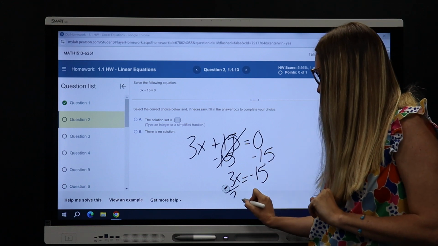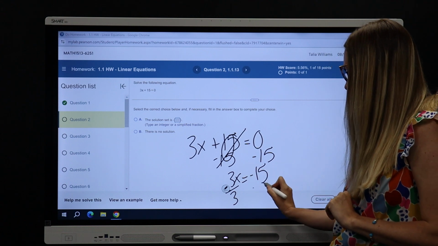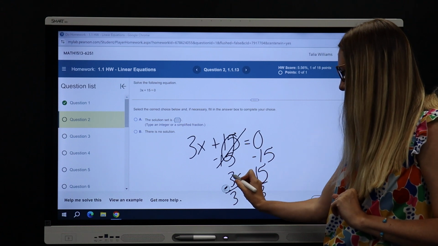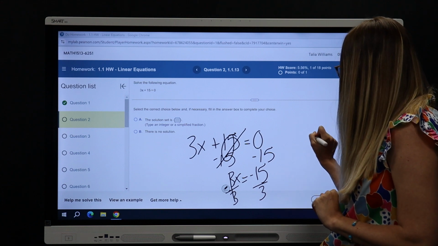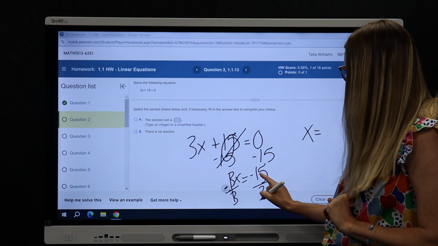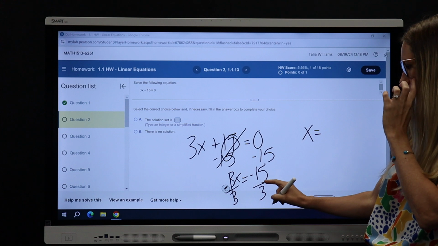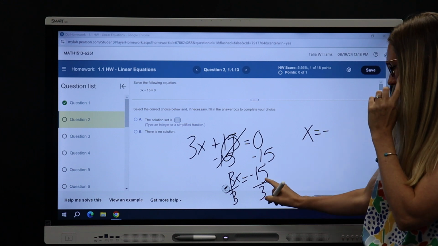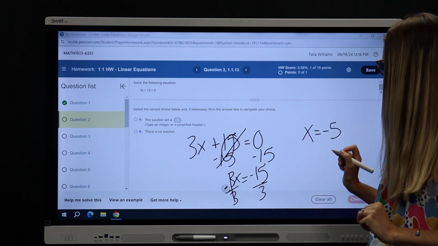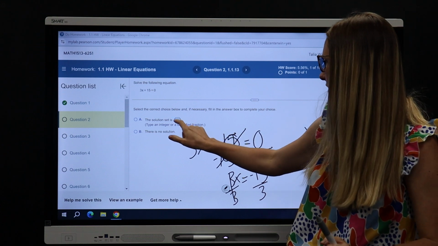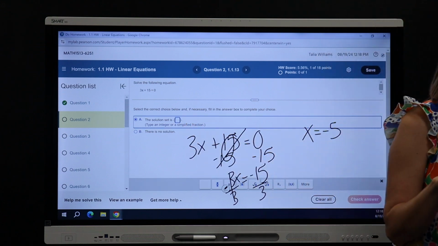Divide by 3, because the opposite of multiplying is division. 3 divided by 3 is 1. So we're going to have x equals, and then negative divided by a positive is still a negative, and 15 divided by 3 is 5. So our answer is negative 5.